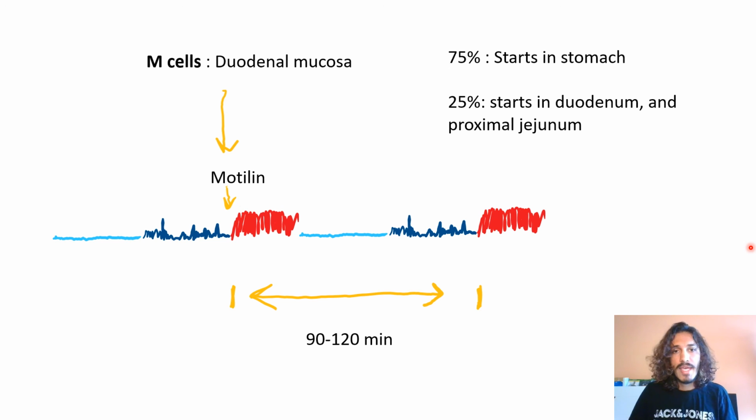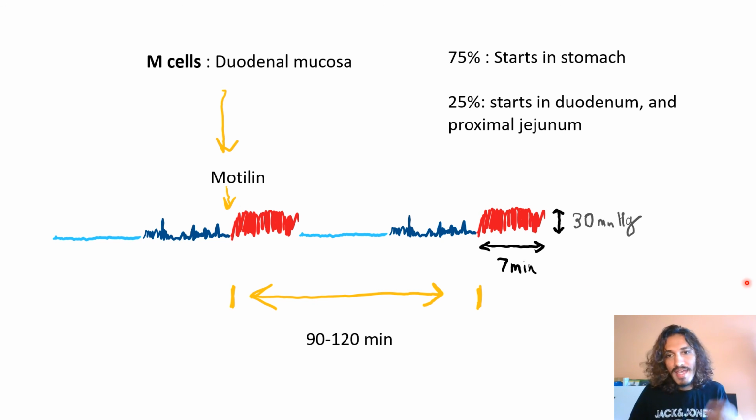Okay, and later on it ends. So this phase 3 that we're talking about usually lasts, we say, from 5 to 10 minutes, on an average 7 minutes, and can go up to an amplitude of, on an average, 30 millimeter. Not up to, an average of 30 millimeter mercury.